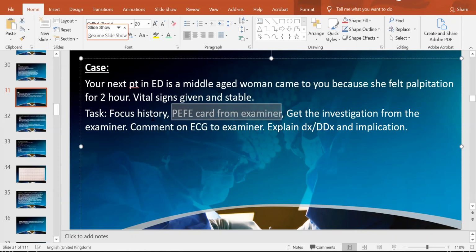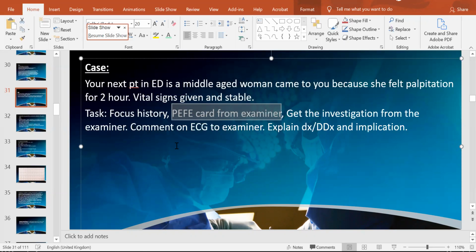So try to take a little bit more history and rule out other differential diagnoses. Investigation, sorry, for this. If the examiner would have asked you for the PFE card, you would have given it, right? Normally, even if you don't ask me, I am supposed to give it to you. But whenever you started to ask me, I say please proceed, everything is normal.